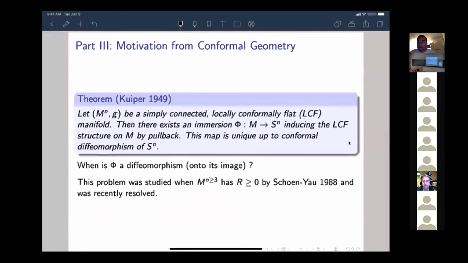And I want to think about conformal geometry, because that's actually how we came to the problem with Ryan and Yao. So a classic theorem of Kuiper says that if (M, g) is simply connected and locally conformally flat, then there's an immersion into S^n, which induces the locally conformally flat structure on M by pullback. And moreover, this map is unique up to conformal diffeomorphisms of S^n. So this naturally leads to the question of simply, when is phi a diffeomorphism onto its image?